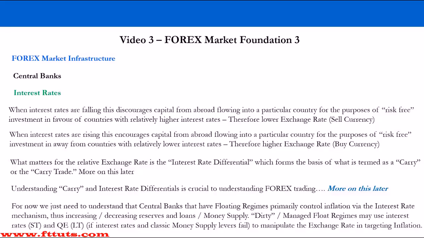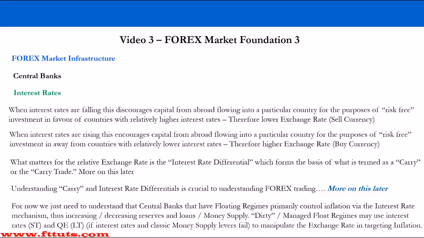Now, when interest rates are rising, this encourages capital from abroad flowing into the country for the purposes of getting a higher risk-free rate, a higher risk-free investment relative to the rest of the world. So money flows away from other countries into the domestic economy. And that means the currency has to be bought. So the exchange rate, all things being equal, goes higher. Now, what matters is the interest rate differential. For the exchange rate, what matters is the interest rate differential. And this forms the basis of what's termed a carry trade, or carry. So we're going to come onto this later.